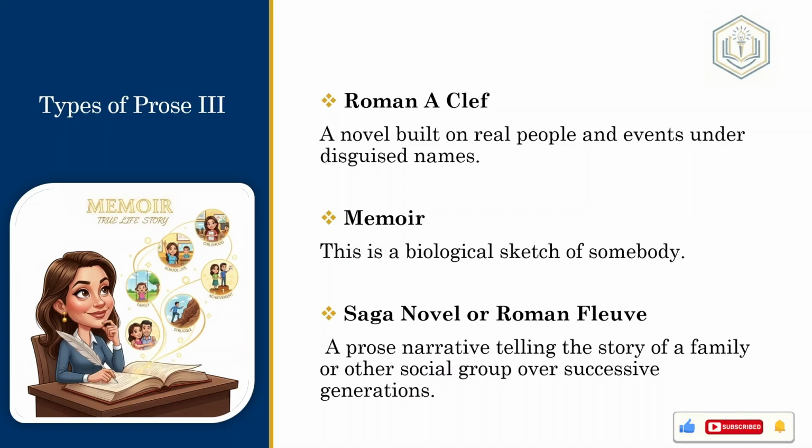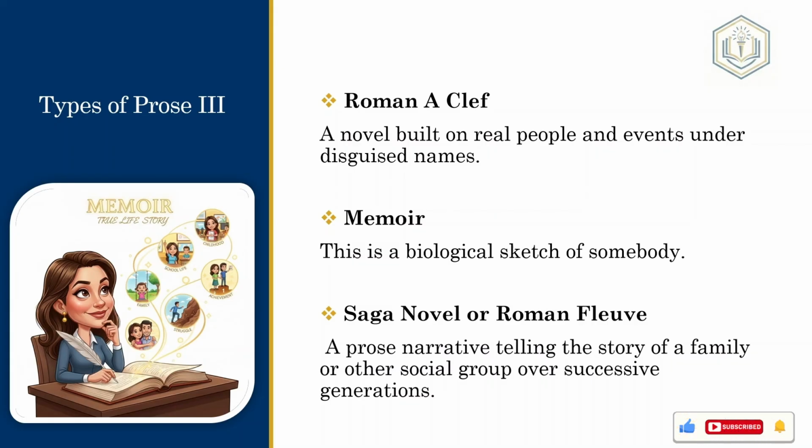So a saga novel or a Roman fleuve is a prose narrative telling the story of a family or other social group over successive generations. Example, I love this movie called Coco. I believe Coco is a saga novel, or a saga movie, I'm sorry. If it was written in novel form, it will obviously be a saga novel, because it literally traces the succession of the generations of that family from the beginning till Coco, who is the last generation.